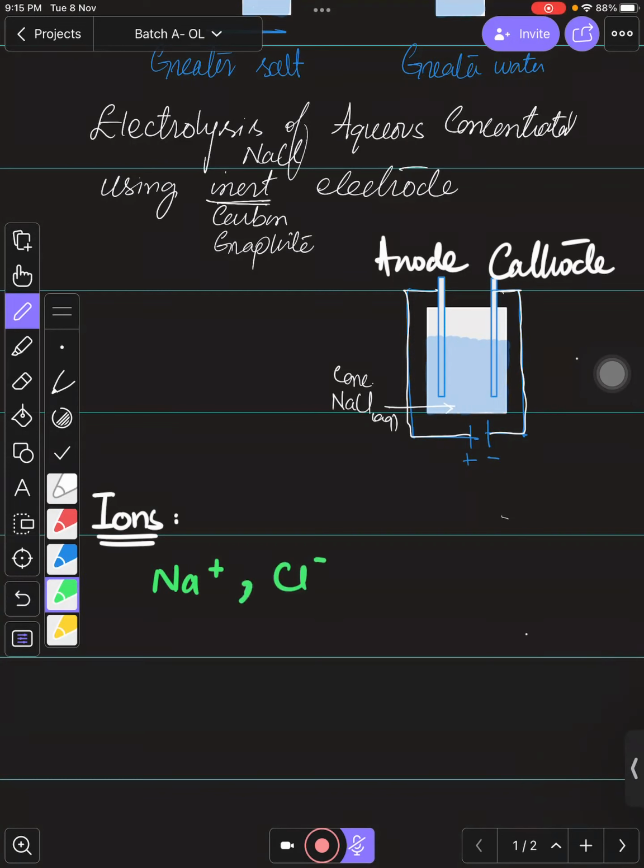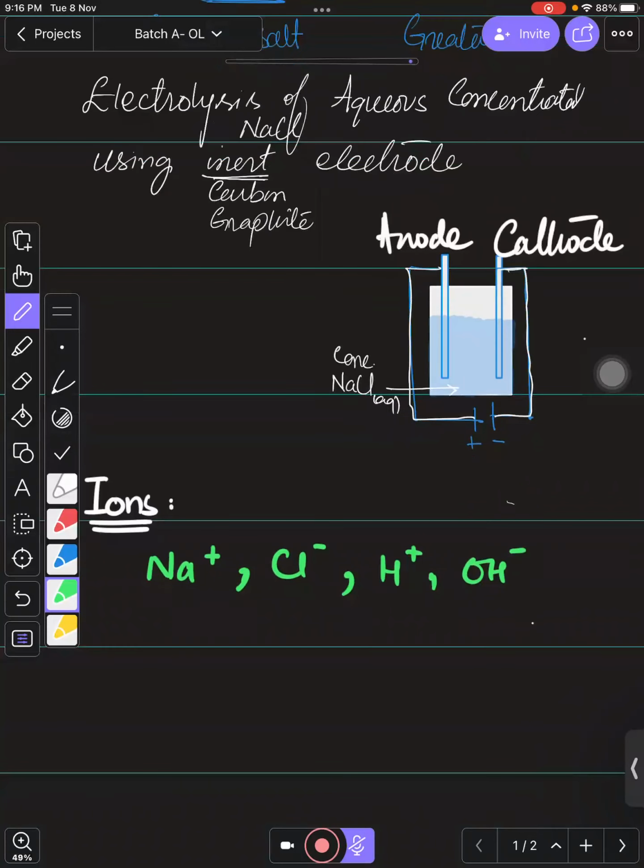That's fine. But we also have water over there because we have an aqueous solution. The NaCl is going to dissolve in water, so we must have water over there as well. In water we have H positive ions and OH negative ions. So these are the ions that are present in the solution right now. Is that clear, बच्चों, or not?